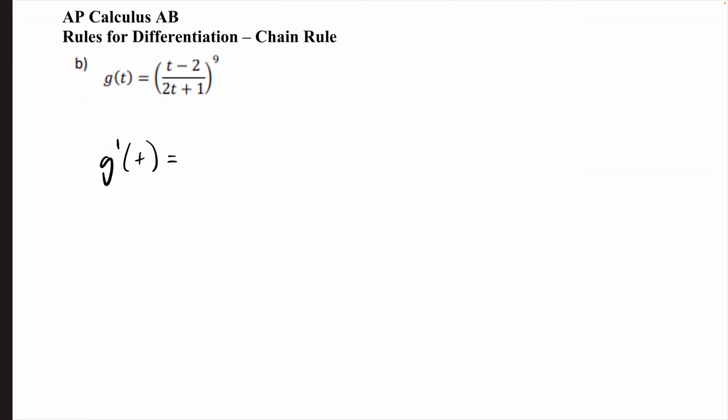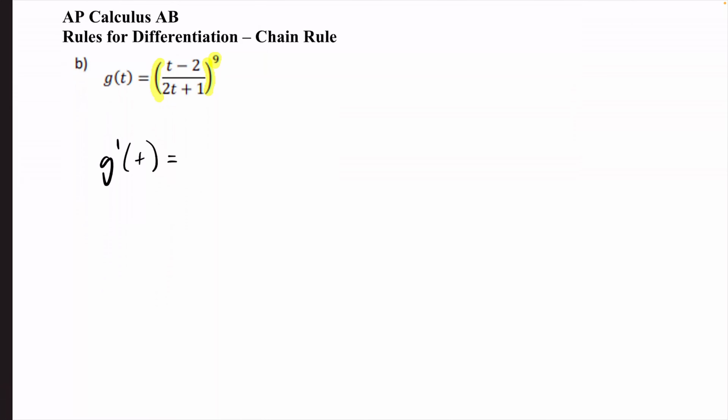Chain, because everything's on the inside. Yep. Because the chain rule says start on the outside. Something to the 9th power, find the derivative of that, and then find the derivative of the inside. Well, that is going to involve the quotient rule. But first, we have to find the derivative of the outside.